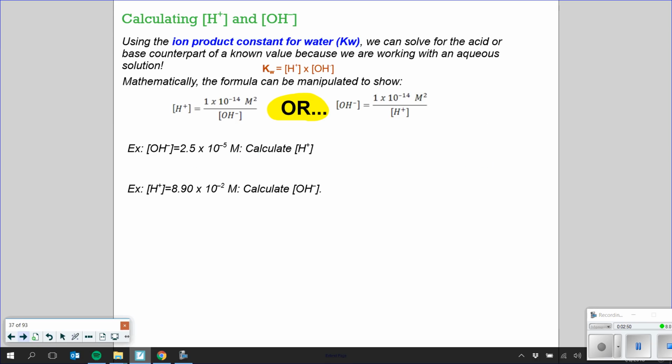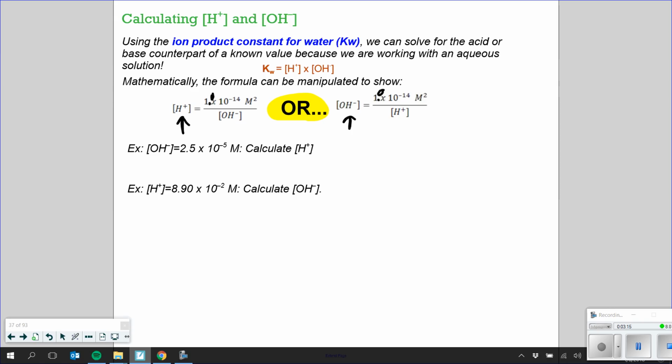Using these values, we can rearrange them to solve for either the hydrogen ion concentration or the hydroxide concentration. What I've done here is taken Kw equals H+ times OH-, and rearranged it so you can solve for either your H+ concentration or your hydroxide concentration. This right here should read 1.0, and this one should also read 1.0. I can rearrange both to solve.